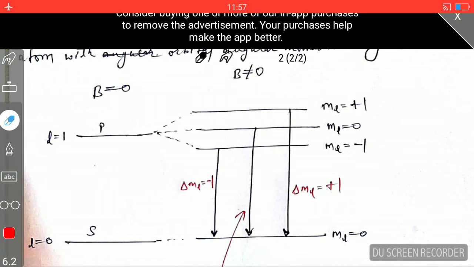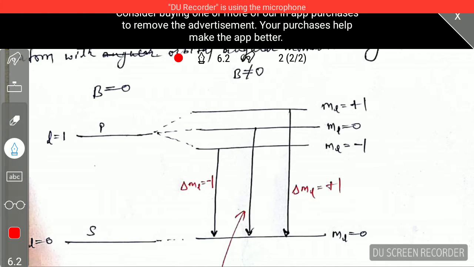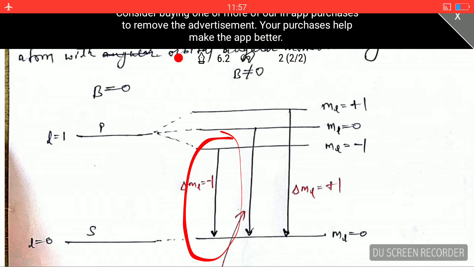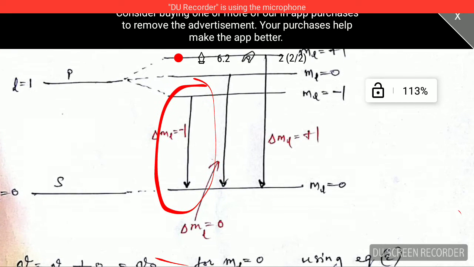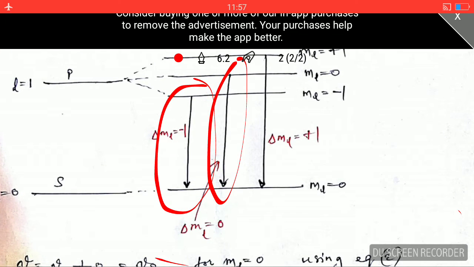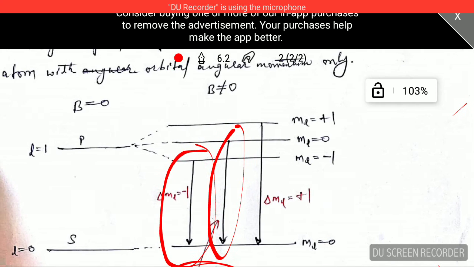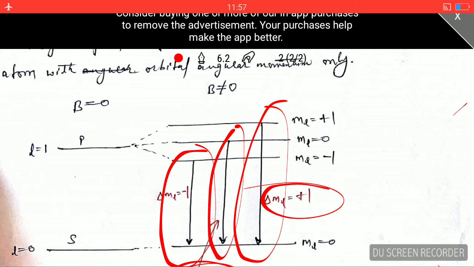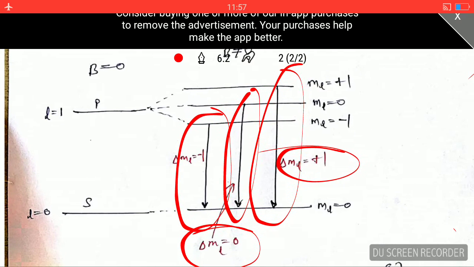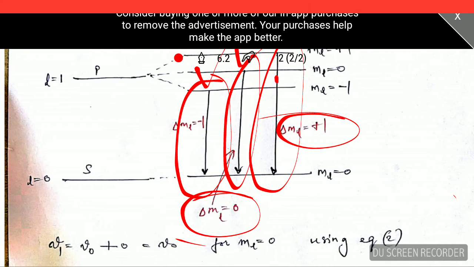You can see that for this transition delta m_l equals minus 1, that is correct, so that transition can happen. For this delta m_l equals 0, so this transition is also possible, and for this delta m_l is plus 1, so this is also possible. So there are three possible transitions that an atom can make, and because of this the single line will split. That is why you will see three lights of different frequencies. This will give you some frequency, this will give you some other frequency, and this line will give you yet another frequency.